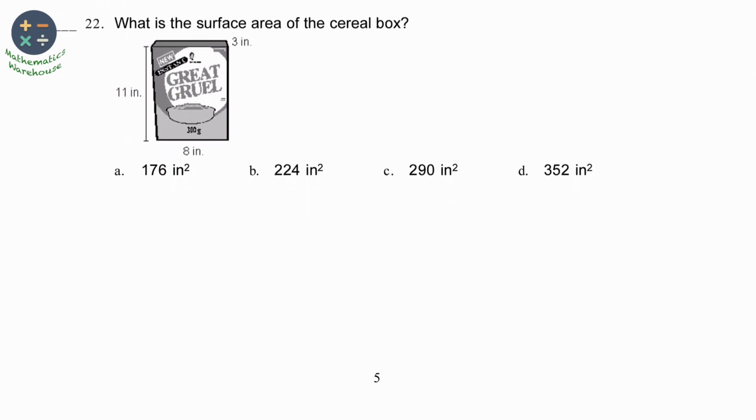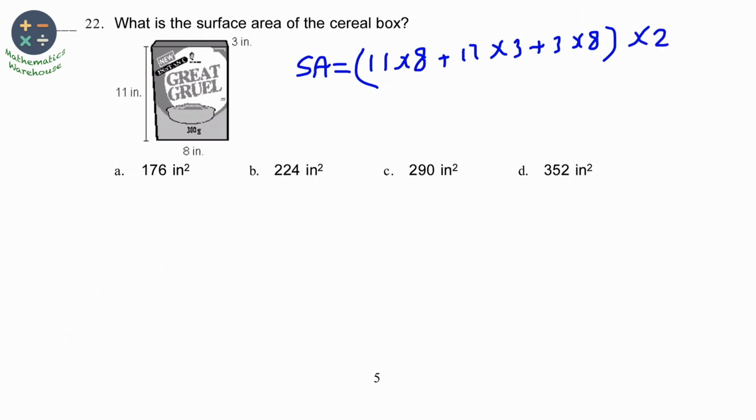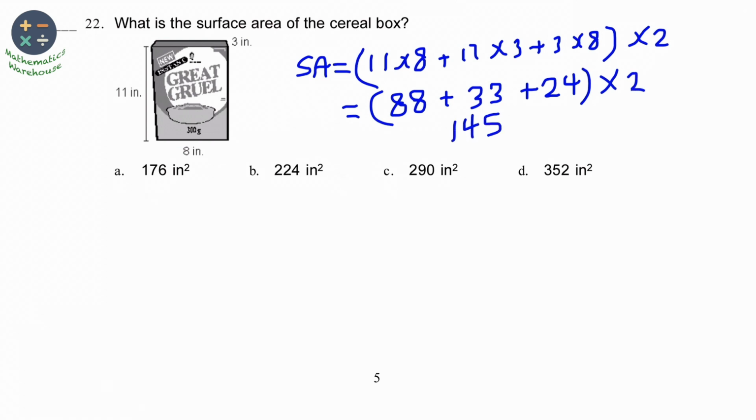Next question. What is the surface area of the box? Surface area equals 11 times 8 plus 11 times 3 plus 3 times 8, all times 2. 11 times 8 equals 88. 11 times 3 equals 33. 3 times 8 equals 24, all times 2. So the total would be 145 times 2 equals 290. So the answer would be C.